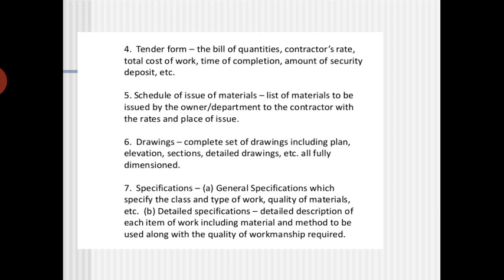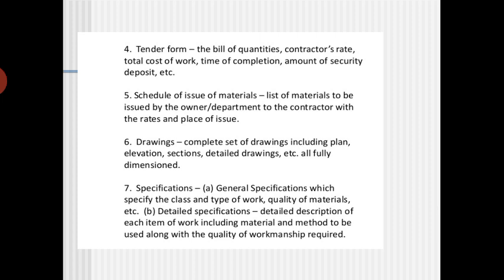So then a complete set of drawings that includes a plan, elevation, sections, detailed drawings, etc. All should be fully given with the dimensions, and always our drawing should be self explanatory. That's very important. Normally if they see the drawings, they should be able to see that okay, this is the plan, this is the section, then it has to move in this direction.